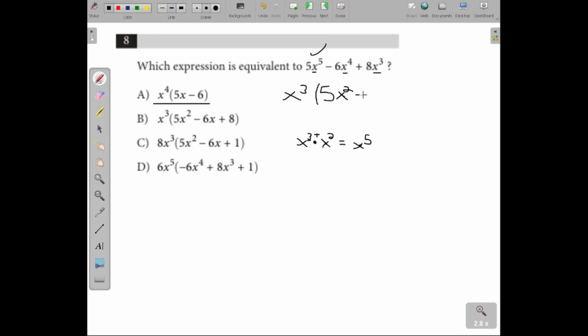Now the second, negative 6. In this case, if we say that we have to add the exponents, so it has to be x, so 3 plus 1 will be 4. Now let's go to the last term, plus 8. And here we already have the x cubed, so we don't need to multiply it. And this is the result of this expression, which is the same as option B. Therefore, the right answer is B.